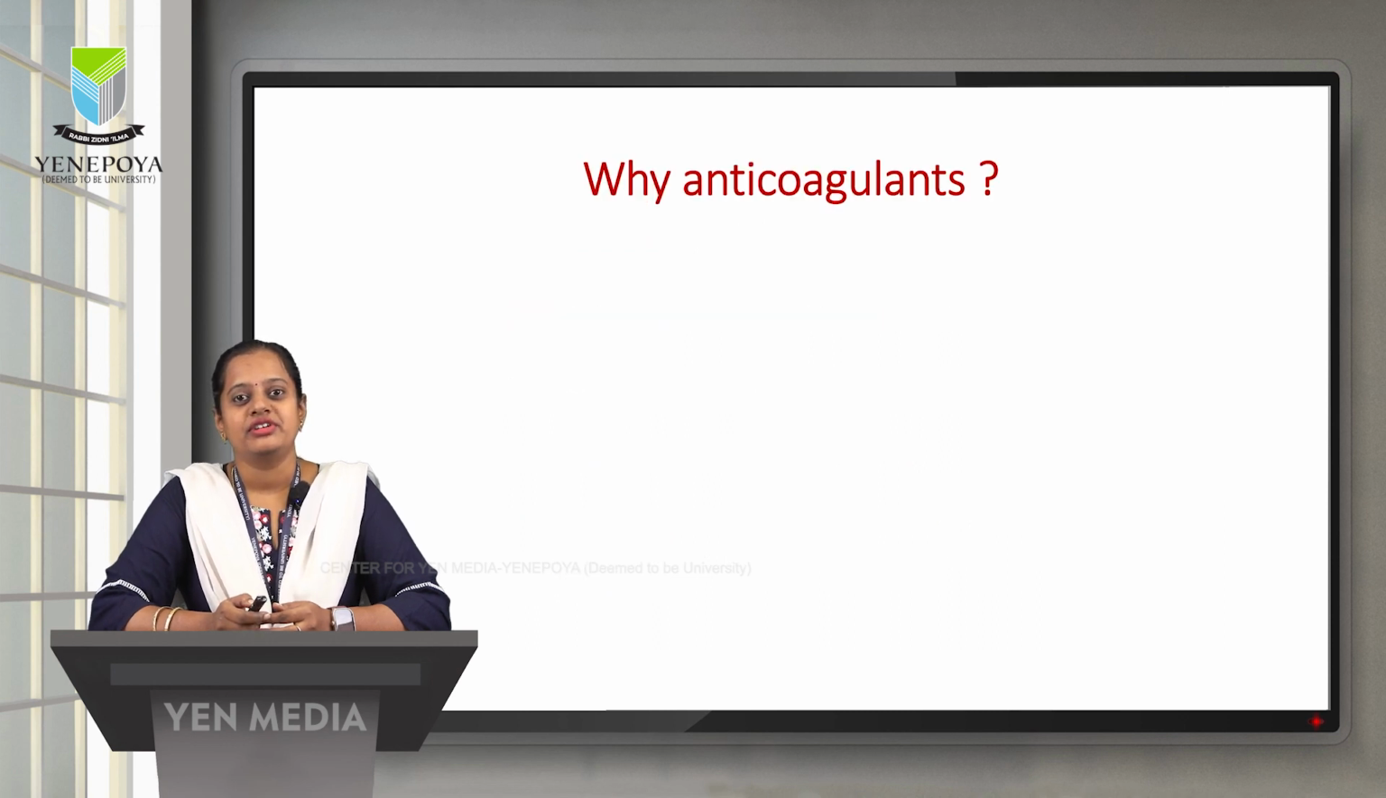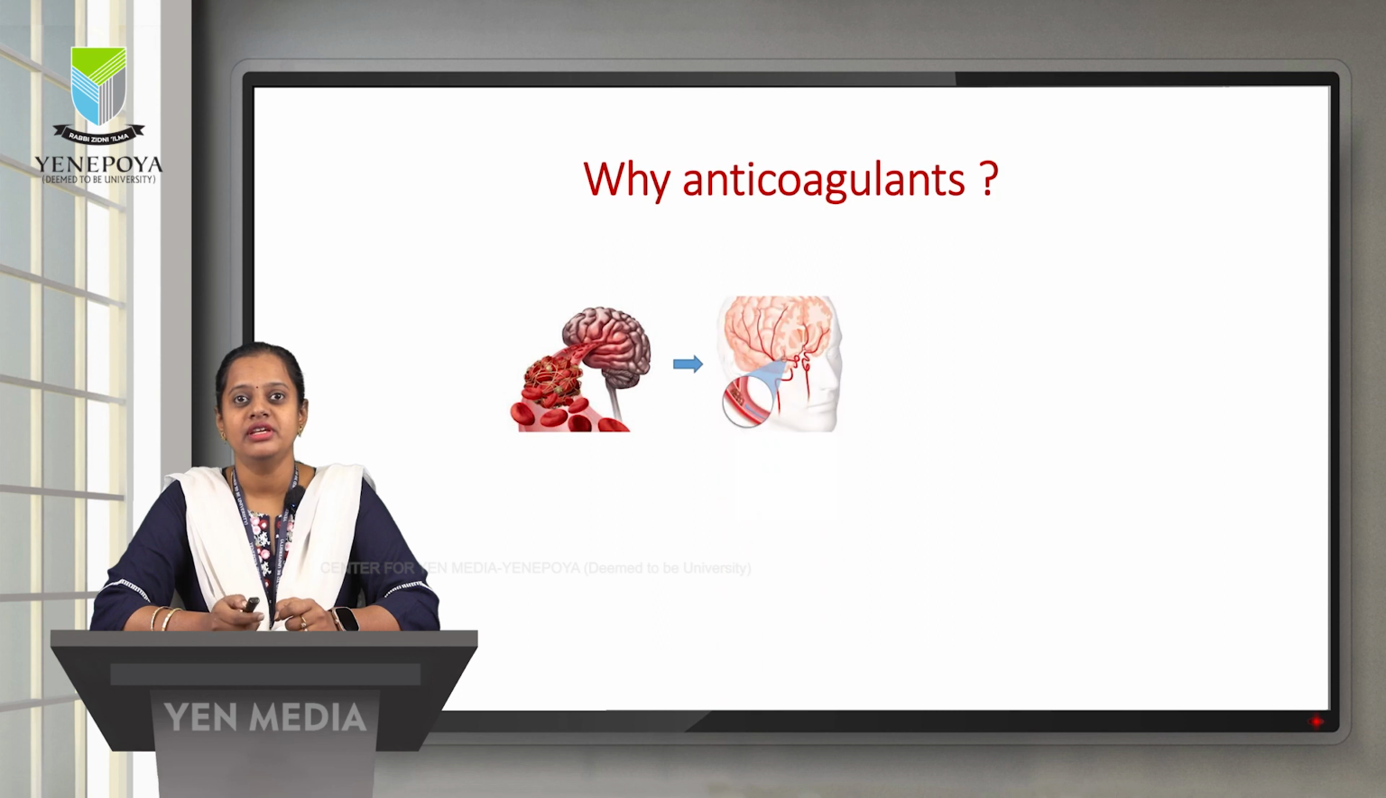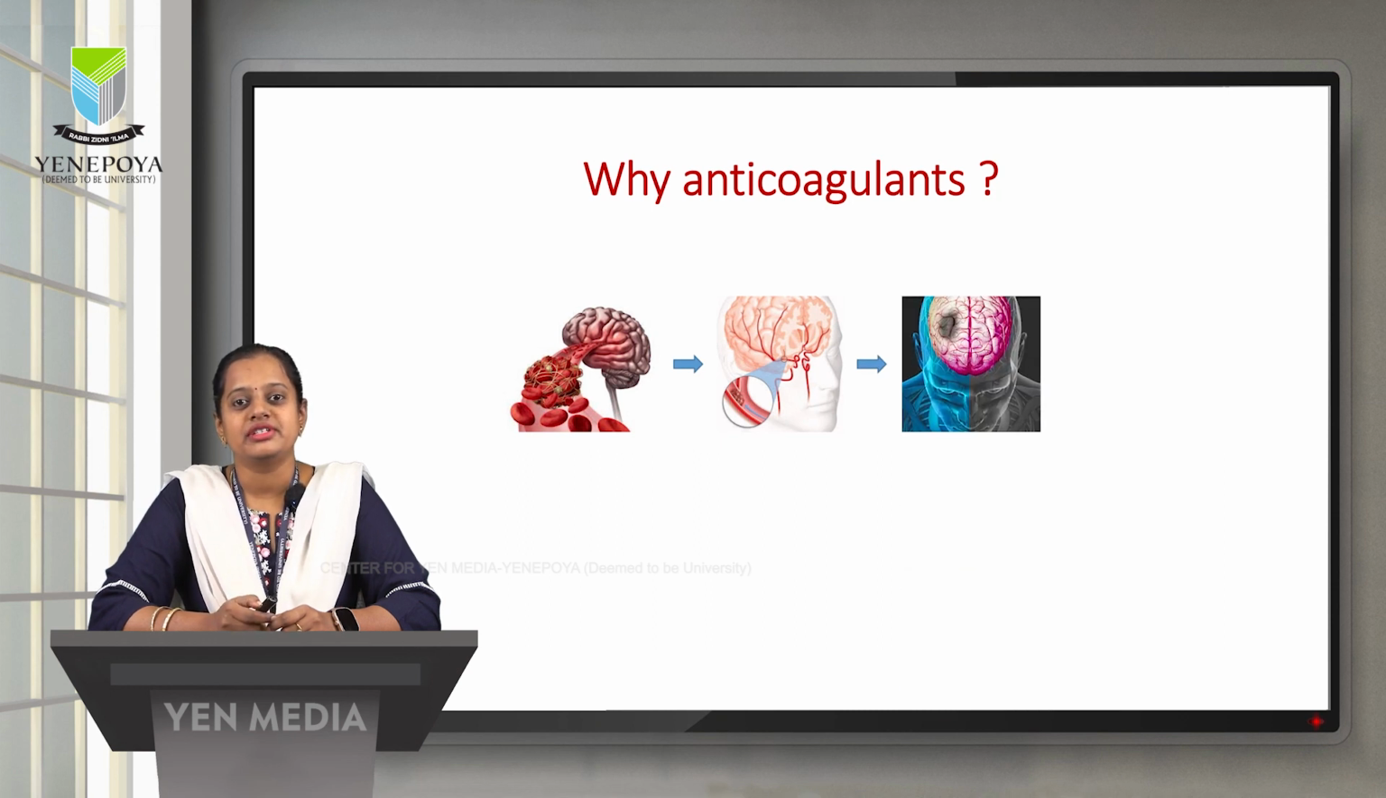Why do we need to study anticoagulants? Where are they used and what is the importance of anticoagulants? So when there is blood flow to the brain and a small clot forms within the blood vessels, what happens during that time? There will be blockage of the blood supply to the brain, which leads to reduced supply of nutrients and oxygen to the brain or a part of the brain, which leads to necrosis or ischemia.